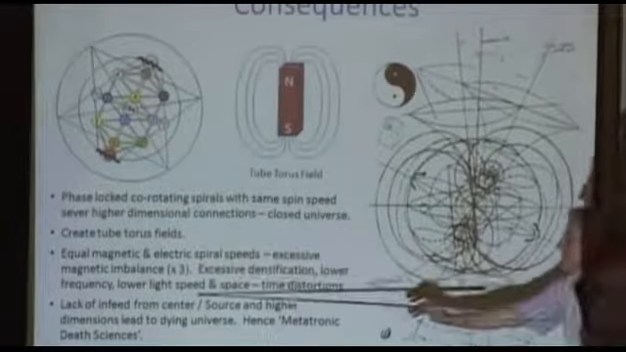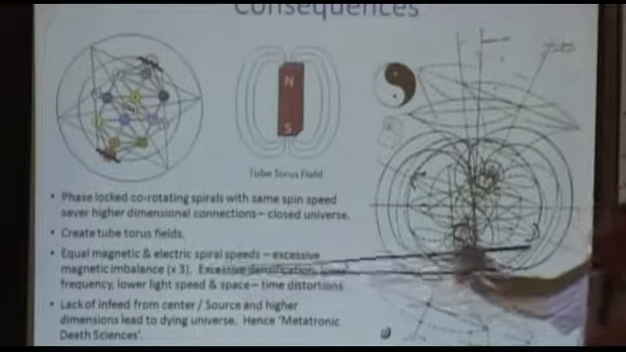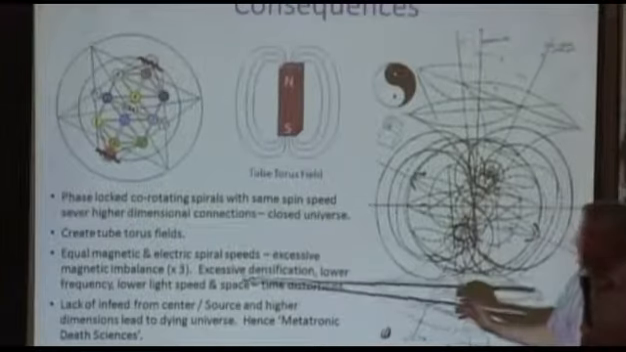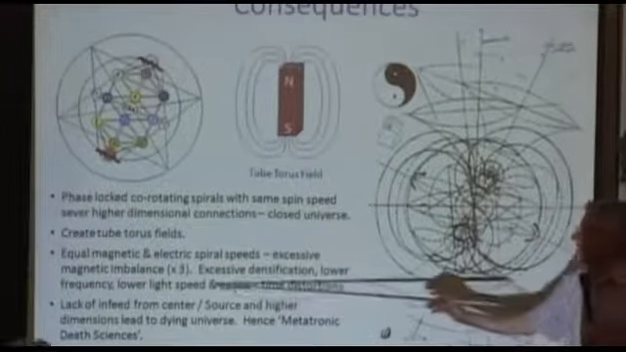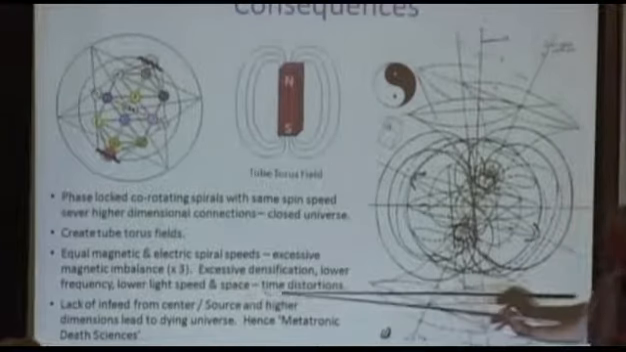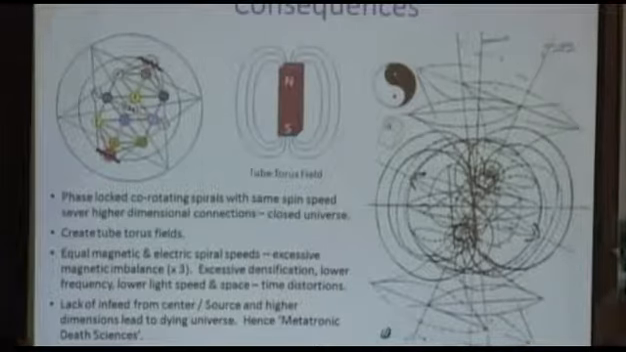So this distortion of the balance between electrical and magnetic influences leads to distortions of frequency and density. It also leads to distortions of space and time. Yeah? So it would slow time down. Yeah. We got the artificial time acceleration.